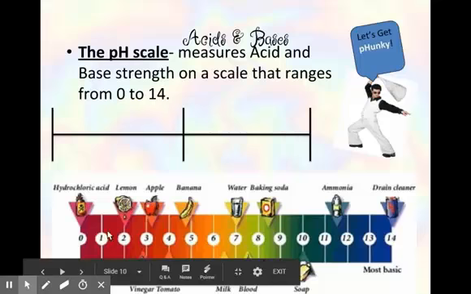So you can see here some examples of things that have different pHs, like drain cleaner is way up here, 14. Ammonia, which is in cleaners and soap, around 10 to 12. Water should be around a pH of 7. Bananas, fruits are kind of 3 to 5. And then you get to lemon or hydrochloric acid, which are very low.